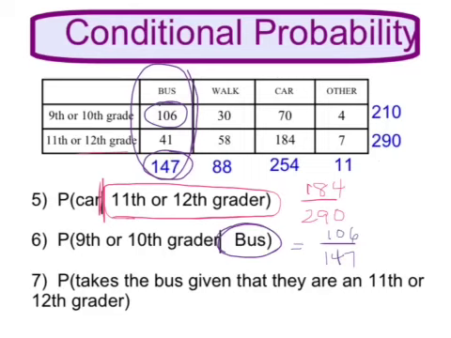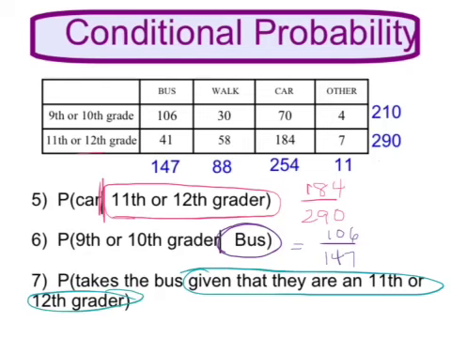And the last one, number 7, asks for the probability that I will randomly select someone who takes the bus given that they are an 11th or 12th grader. Again, it's given that they're an 11th or 12th grader, so I'm going to circle the 11th or 12th graders because that's who I care about. Out of 290, how many of them take the bus? 41. So 41 out of 290 is my probability.